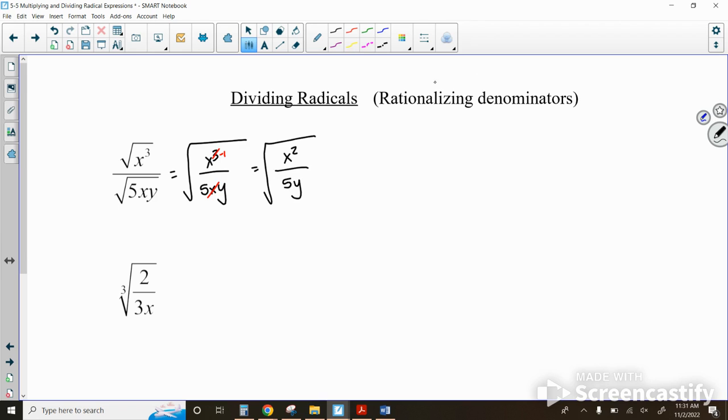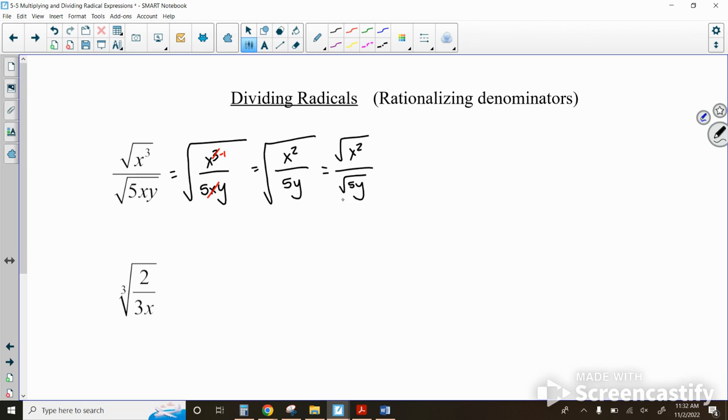But the reason I also call it rationalizing denominators is because if I rewrite this where I have it split as x squared over the square root of 5y, I still don't love the problem because I still have a radical in the denominator, and it doesn't make sense for me to divide by an irrational number. So we want to turn this irrational number into a rational number, which is not a square root value.